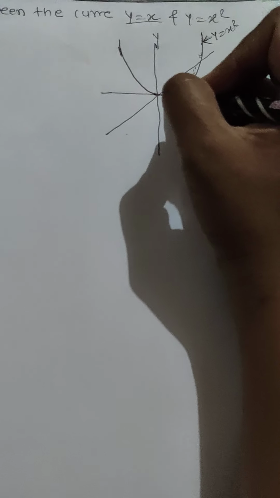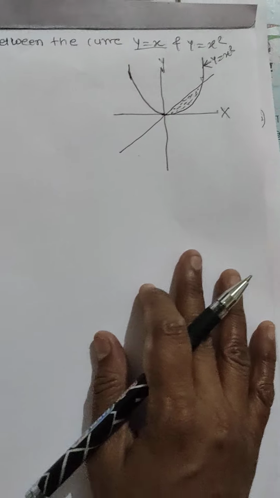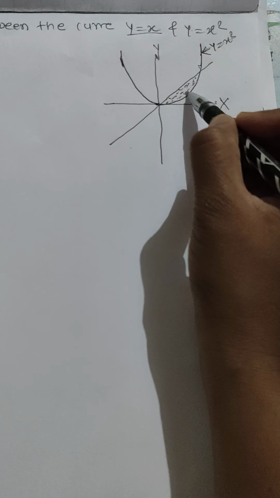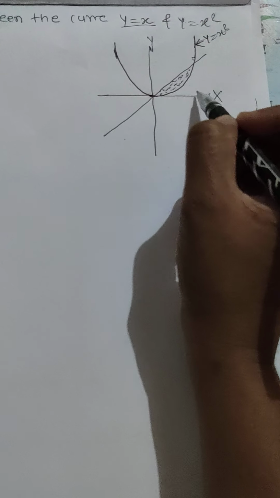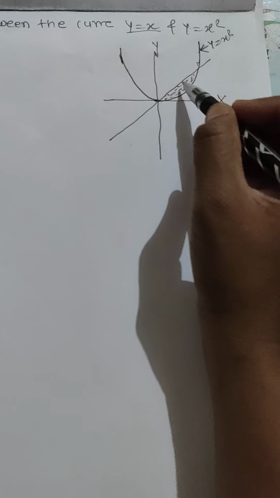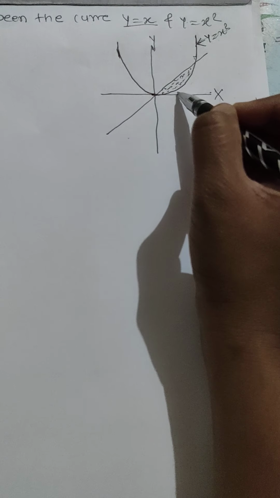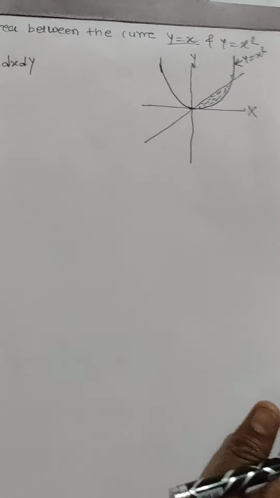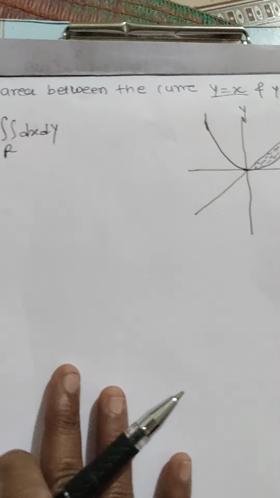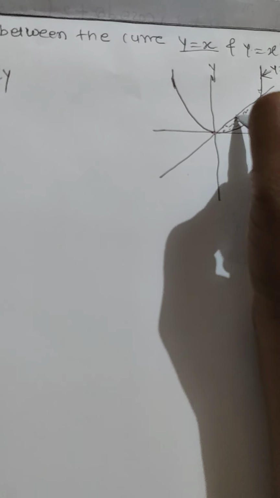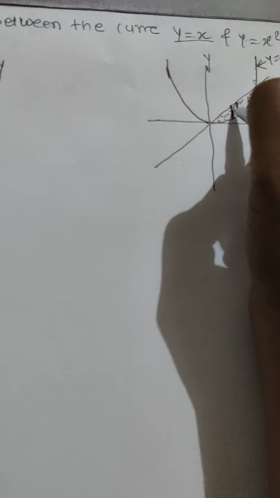So what is the common region of these two curves? This is the common region, and we have to find the area of this region. How to find the area of this region? If we draw a horizontal strip, we will take the limit points of x in variable form, and if we draw a vertical strip, we will take the limit points of y in variable form. So you can draw any strip and take the corresponding limit points. Here I will draw the vertical strip.